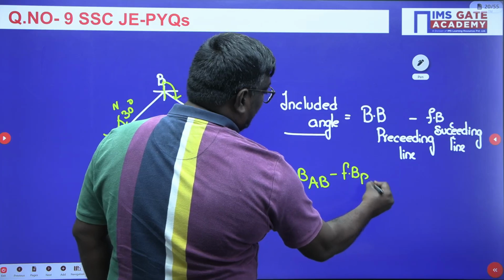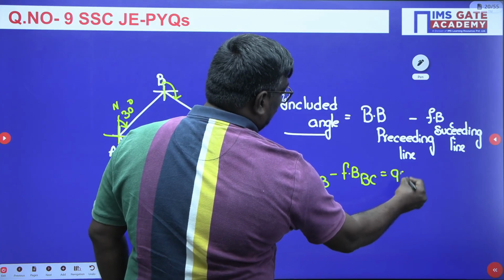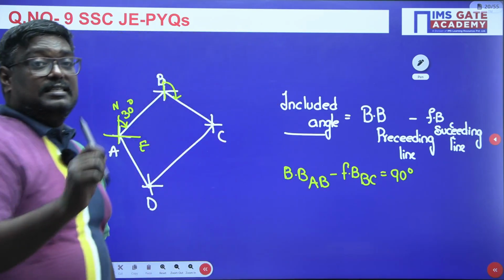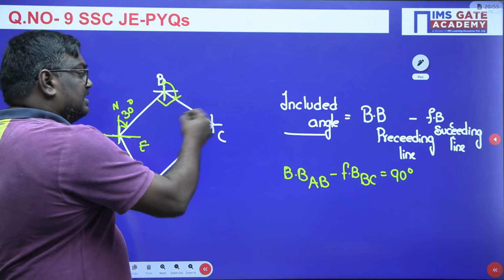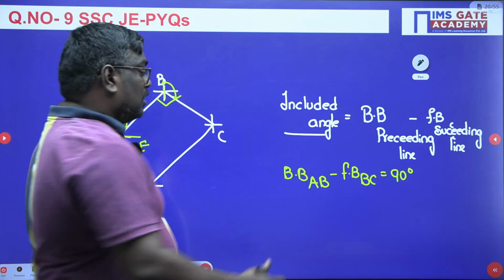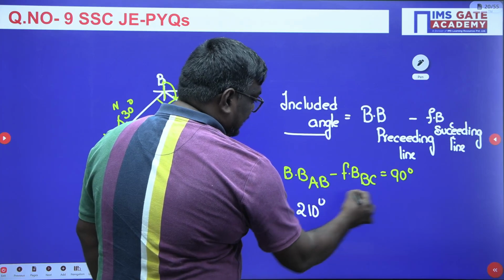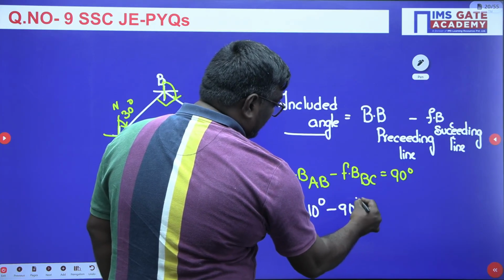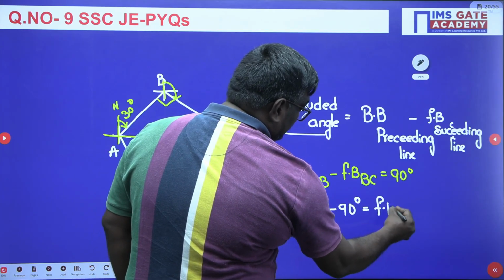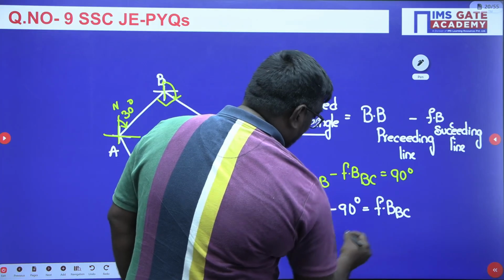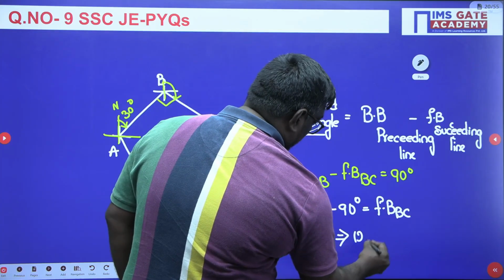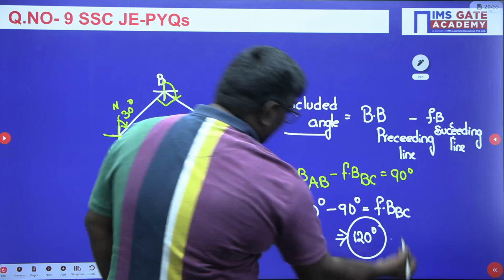So in a square, all the included angles are 90 degrees. How can I know this is 90 degrees? Because it is a square. So here back bearing of AB will be equal to 210 degrees, and minus 90 degrees will be equal to the forebearing of BC. So the forebearing of BC is equal to 120 degrees.